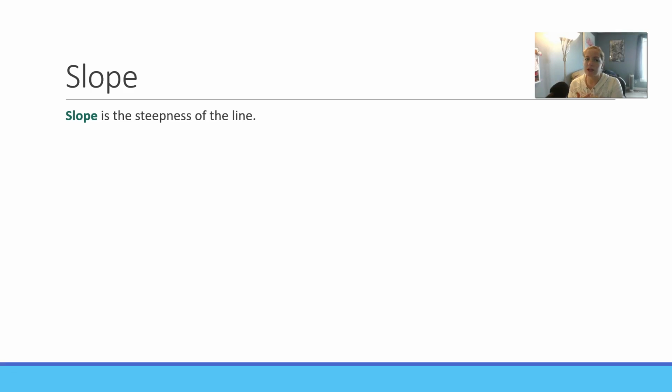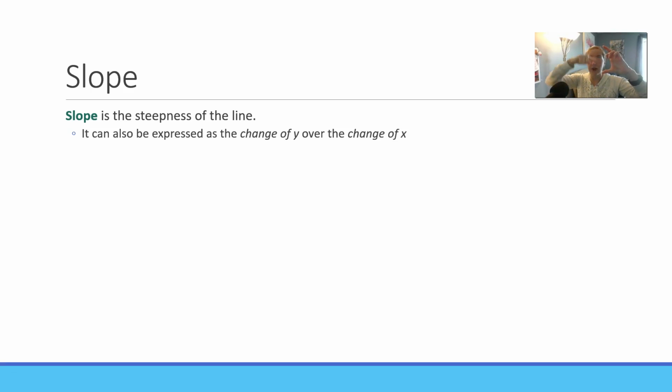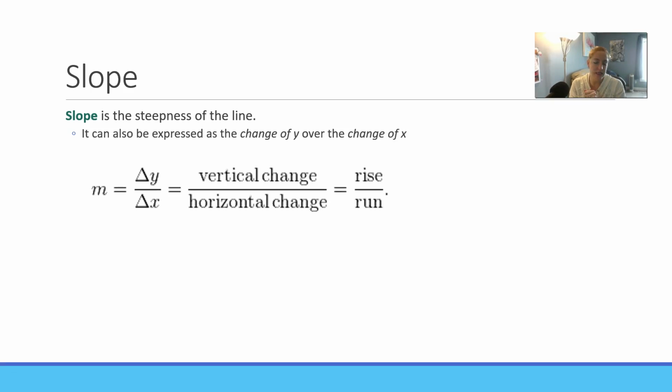So just as a reminder, slope refers to the steepness of that line. How fast is it inclining, or how fast is it declining? Is it positive or negative, in other words? It can also be expressed as the change of y, how far you're rising up, over the change in x, how far you are running. So here is the description: vertical change over horizontal change.